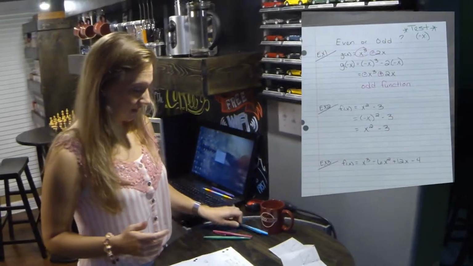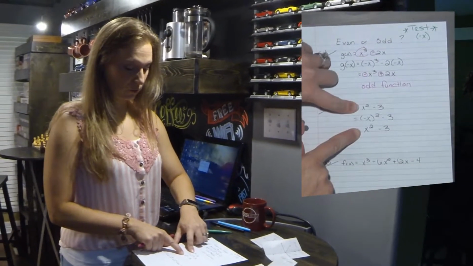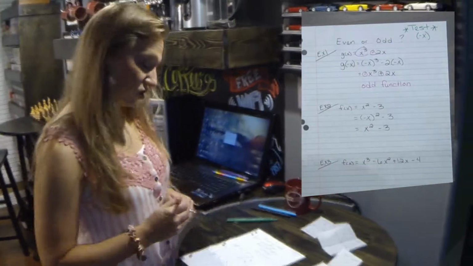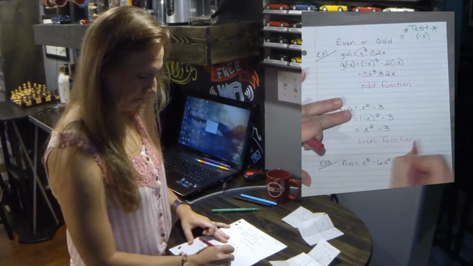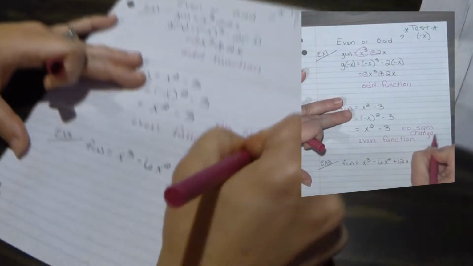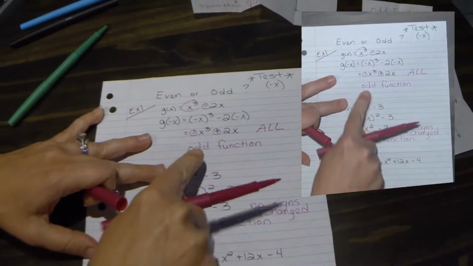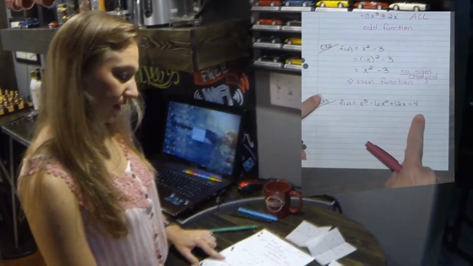So now we're going to look at the signs. Well, these signs did not change. X squared is still x squared, and this 3 is still negative. Therefore, none of the signs changed. This is an even function. No signs changed. All right, so remember, all the signs changed, it was odd. No signs changed, it's even. And now for our final example.